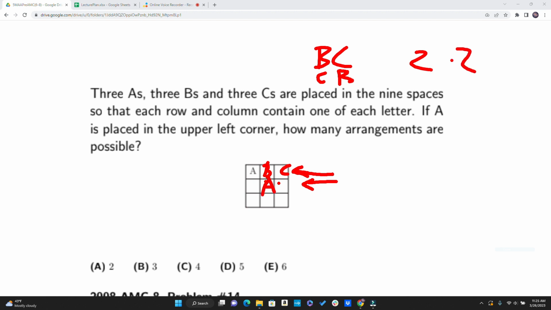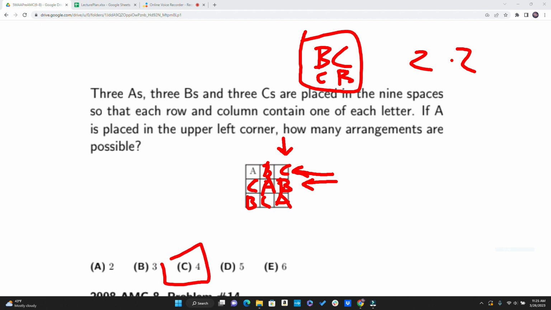That's 2 more places. Now our spots for the B and the C are set, right? The C can't go here because the C is already in this column. So C has to go here and the B has to go here. And now the third row is set, right? A has to go here, C has to go here, B has to go here. So there's 2 choices we made. We chose between either B and C or C and B in the first row, and then we chose where the A goes in the second row. So we made 2 times 2 choices, so 4 ways to arrange this grid.